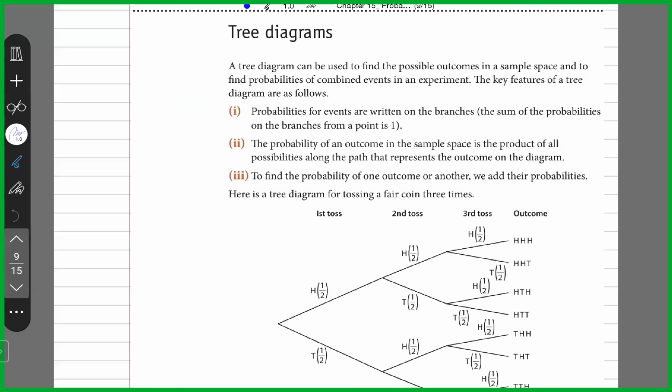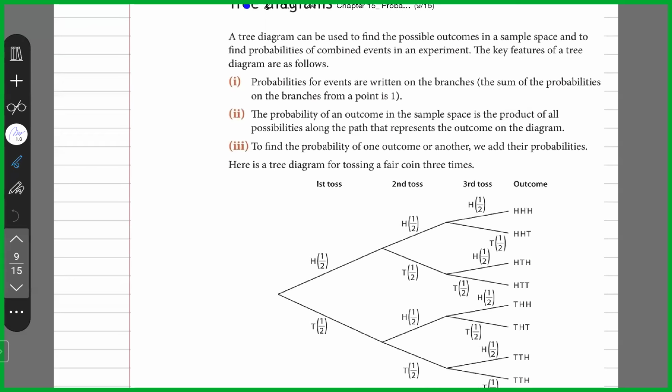All right, so today we're going to start out with the tree diagram. This says a tree diagram can be used to find the possible outcomes in a sample space and to find probabilities of combined events in an experiment. The key features of the diagram are as follows. The probability for events are written on the branches.